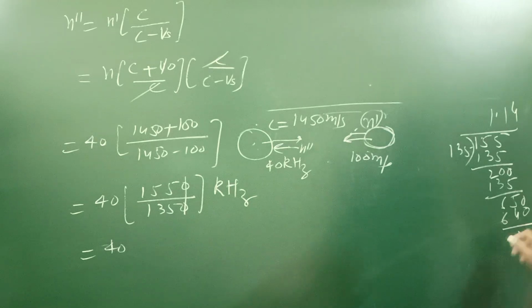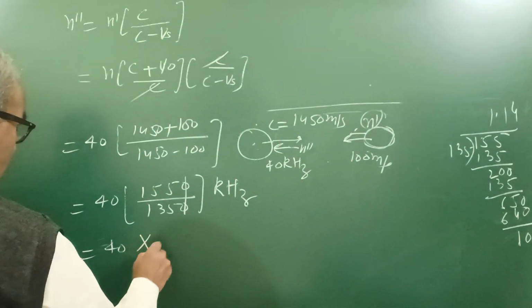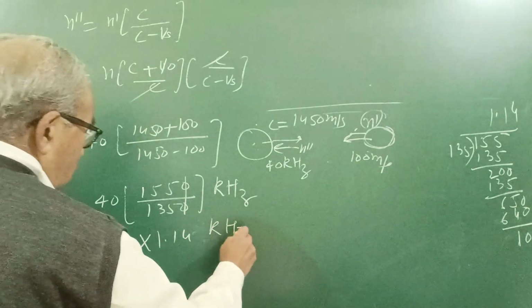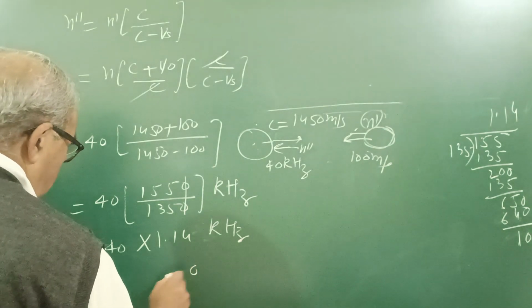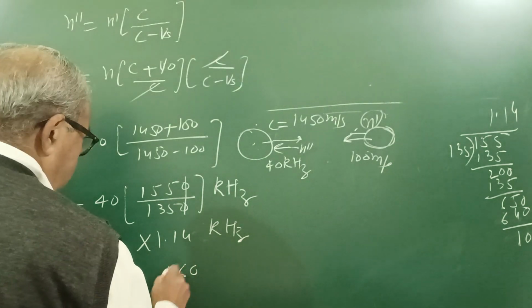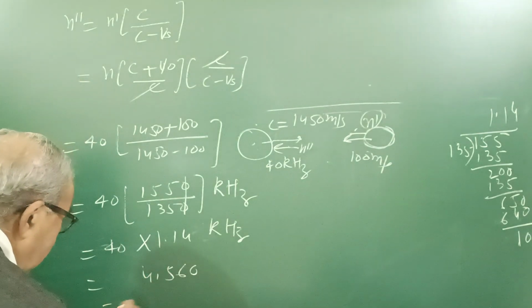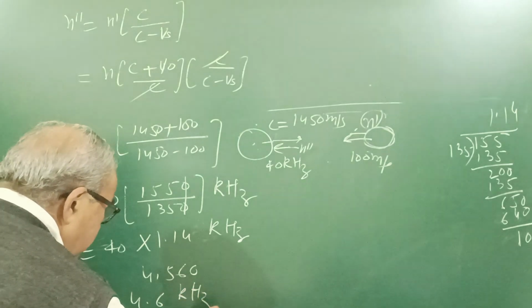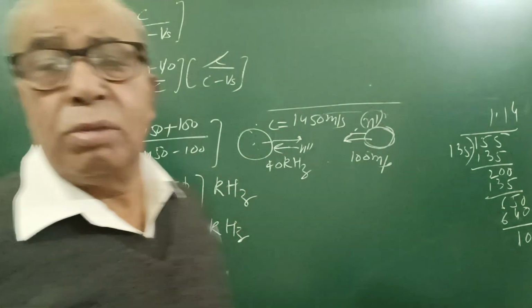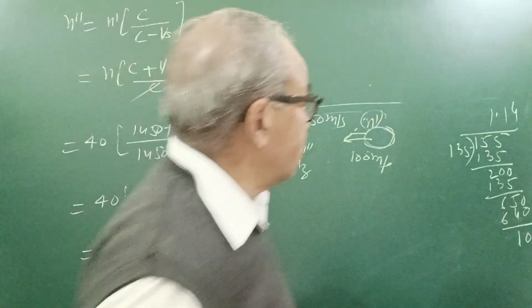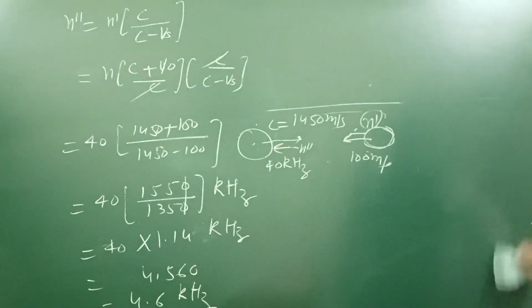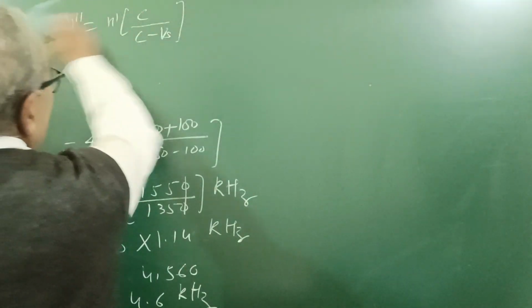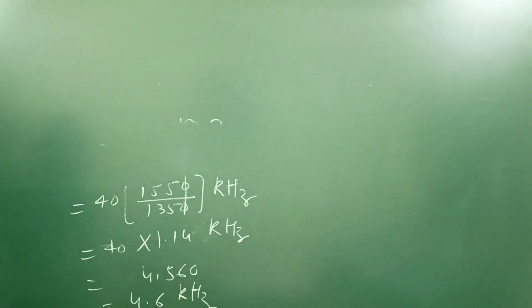So it is here 10 only. So you can write here it is 1.14 kilohertz, equal to 45.6, so you can write nearly 45.6 kilohertz. Actually, exact answer you can generally ask, but give the approximate answer in competitive exam. Options are given, you can verify which is close to that one. Or in written exam, exact answer.